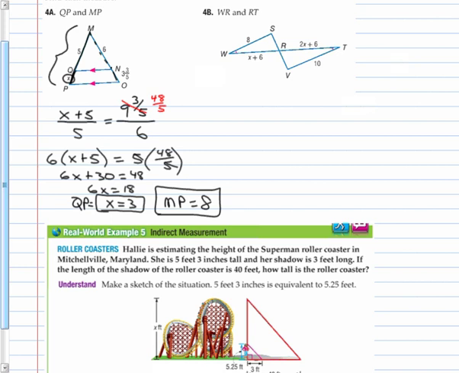So let's try this one over here now. Tell me why I know those are similar triangles.